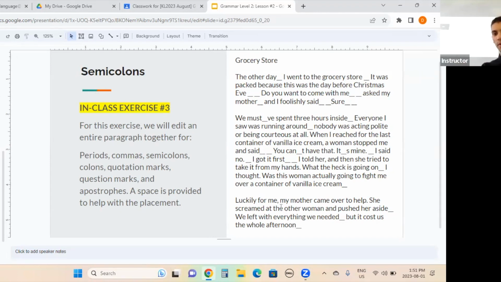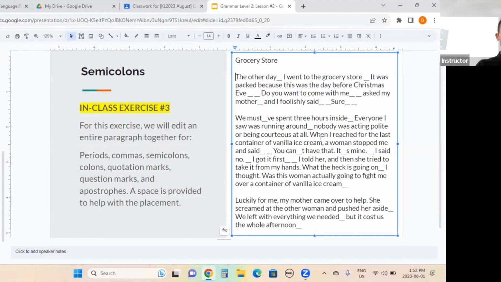We're going to take a look at these 3 paragraphs. And we're not just editing them for semicolons, but we're editing them for everything. Periods, commas, semicolons, colons, quotation marks, question marks, and apostrophes. We can use any mark we want on the blank, but the blanks that I put, if there's just 1, then we need 1 mark. If there's 2, we need 2. So I'm going to read the whole paragraph first, just bit by bit. And then you guys online, if you want to give your answer, you can tell me what you think belongs on the blank. And then we'll just take it slow.